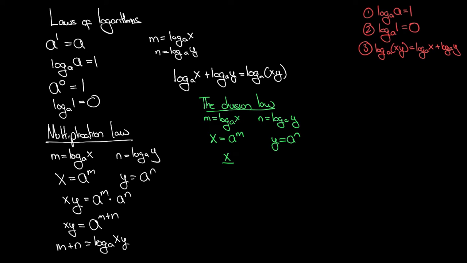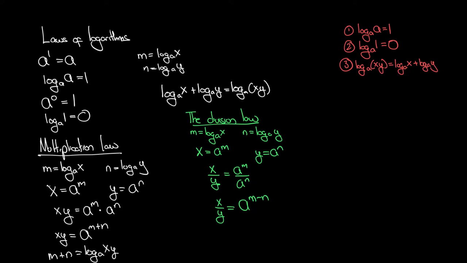Well, we also know that x over y is going to be equal to a to the power of m divided by a to the power of n. What happens when we are dividing exponents? We subtract. That's going to be the same thing as a to the m minus n. And so now, do the inverse, just like what we talked about here, and we end up with m minus n is equal to the log base a of x over y.